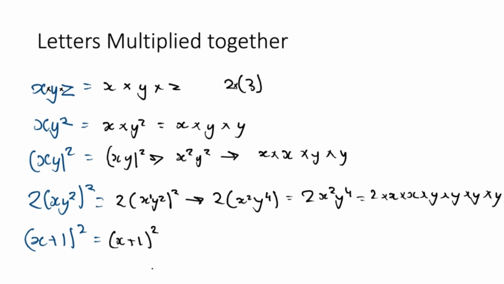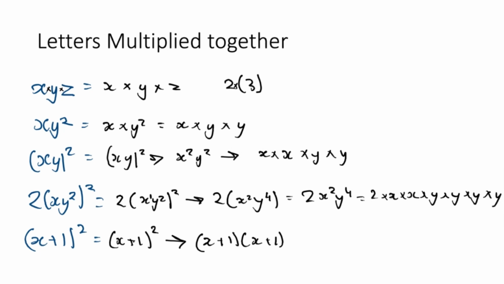Now this is different. I'll start off with the wrong answer. This is completely wrong. If you expand the brackets, this would give you x plus 1 times x plus 1. It's literally the same thing. You just put two brackets together.